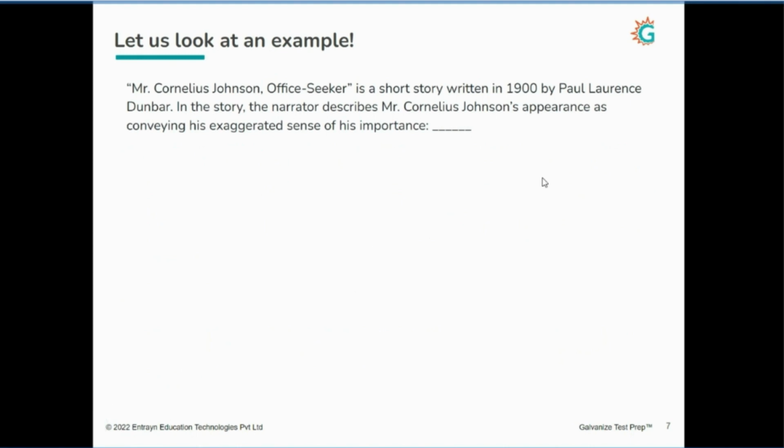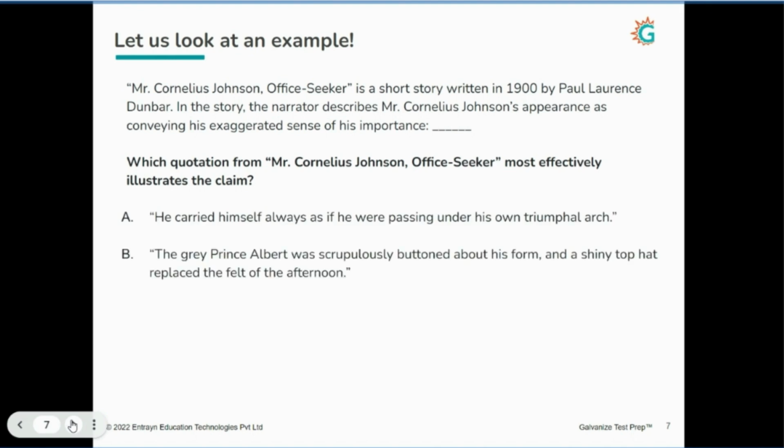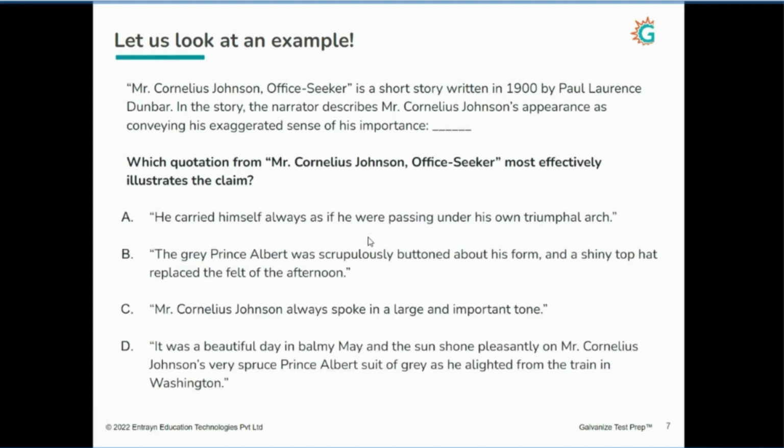Can you read this? Mr. Cornelius Johnson, Office Seeker, is a short story written in 1900 by Paul Lawrence Dunbar. In the story, the narrator describes Mr. Cornelius Johnson's appearance as conveying his exaggerated sense of importance. Okay. Which quotation from Mr. Cornelius Johnson, Office Seeker, most effectively illustrates the claim? Okay. You want to try this out on your own? Okay.